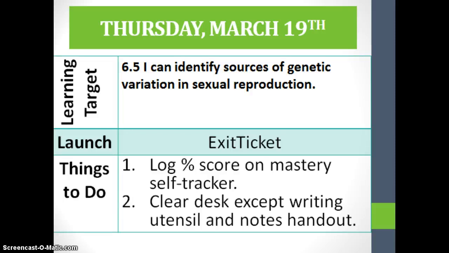For today's learning target, we will be going over learning target 6.5. I can identify sources of genetic variation in sexual reproduction. At this point, you should have already answered the launch questions on your exit ticket and logged your percentage score on the Mastery Self Tracker. If you haven't done so already, pause the video to make sure you do this.